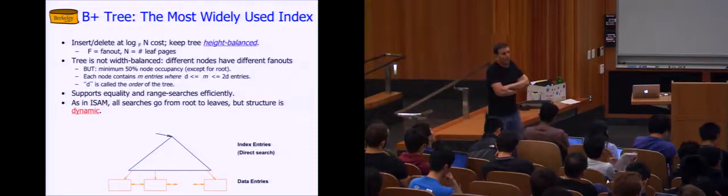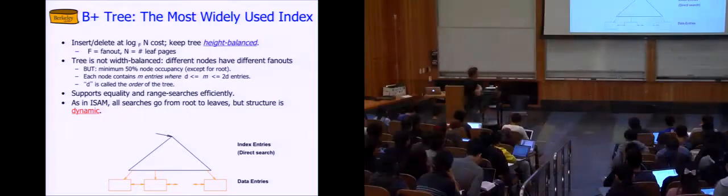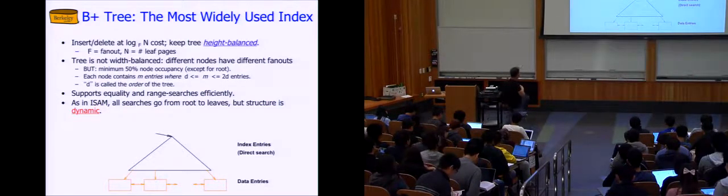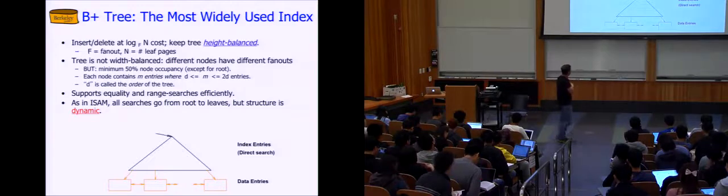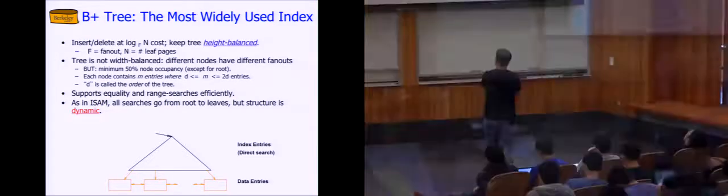It's the workhorse of basically every database system: the B-plus tree. It's going to be a balanced tree, much like the ISAM, of blocks. Insertion and deletion are going to be log-base-F-of-N cost, so the tree is height balanced. Fan-out is F, and the number of leaf pages is N in that expression.